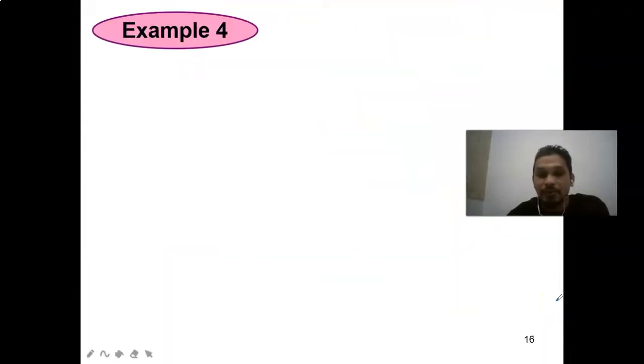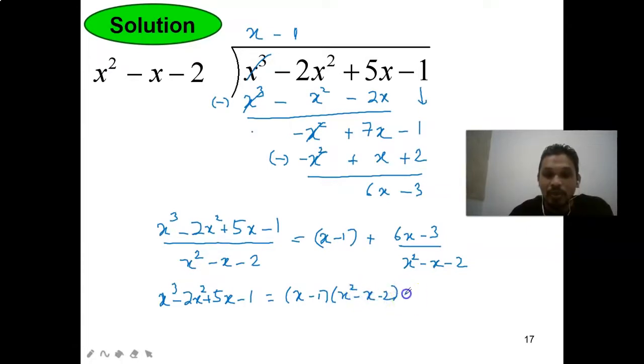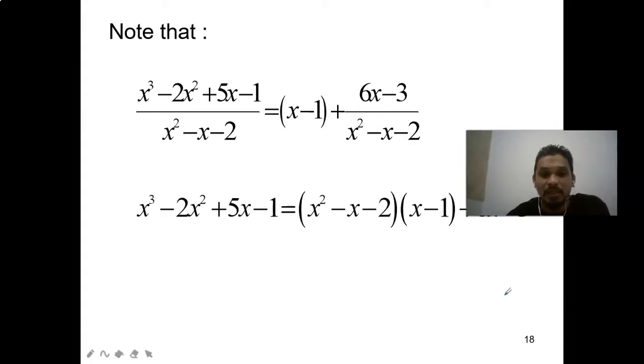And also for this example, I should write this one as x cubed minus 2x squared plus 5x minus 1 equals x minus 1 times x squared minus x minus 2, plus 6x minus 3. Okay, next, note that this one here equals that. Okay, as I showed all of you just now.